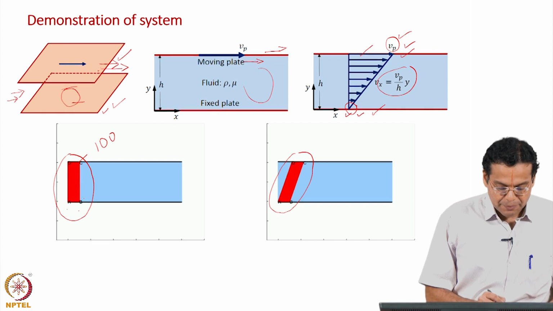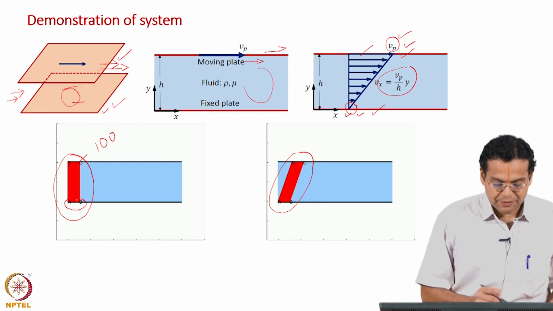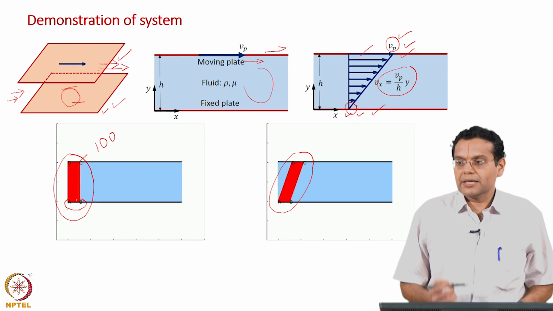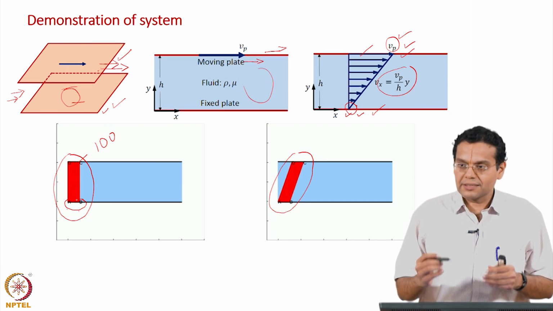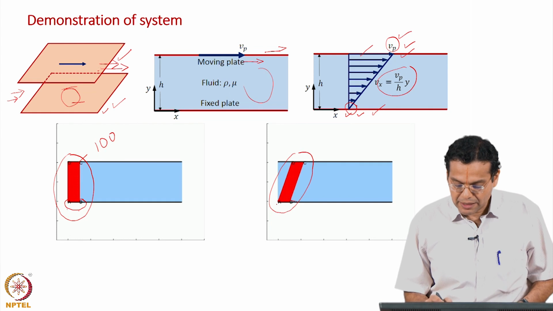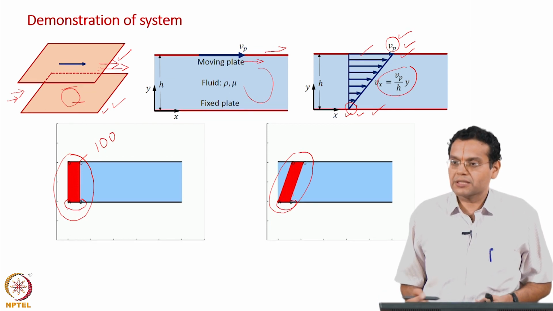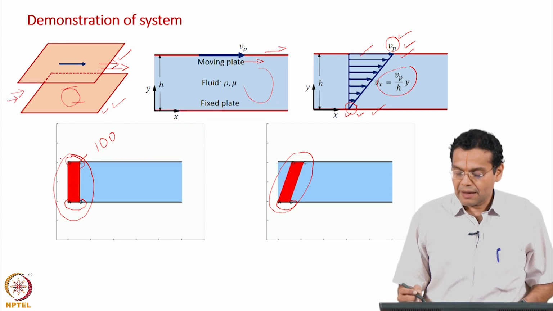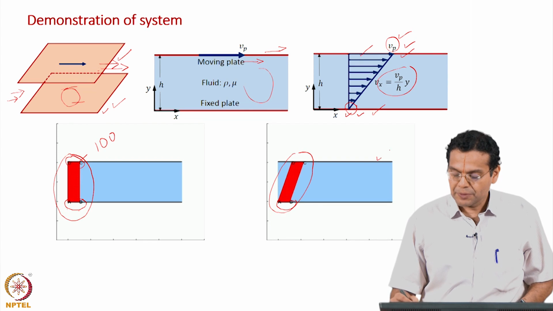The fluid particles which are in contact with the bottom plate have the same velocity as the plate. So, they do not have any velocity at all, they are just stationary, and that is why they never moved as time progressed as well. What happened to the fluid particles which were in contact with the top plate? They have the same velocity as that of the top plate.